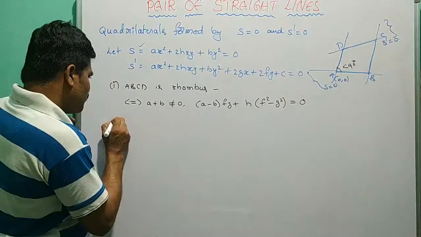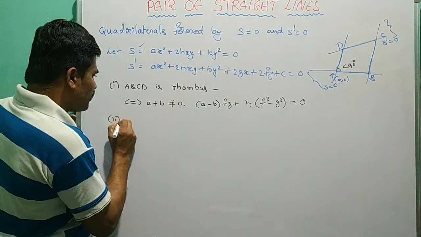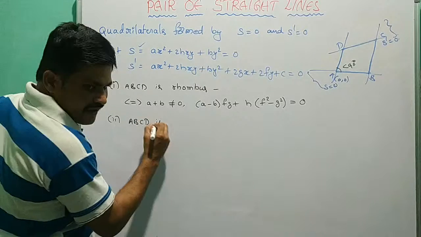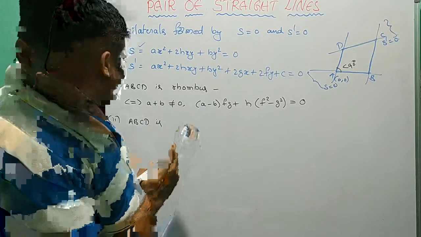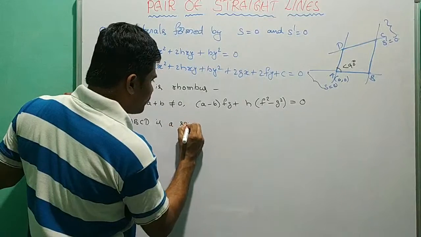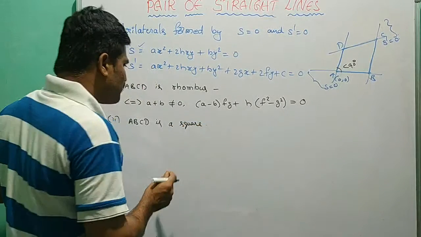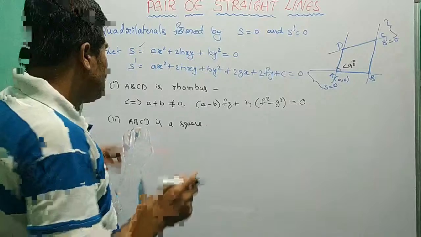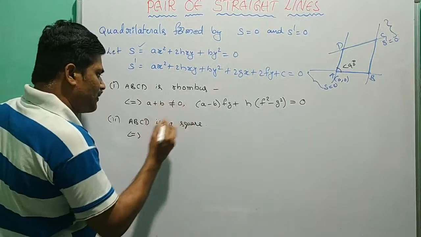In that, suppose that ABCD is a square. That quadrilateral ABCD is a square. That means here also the two conditions are the same.